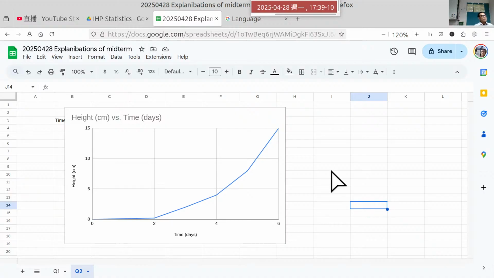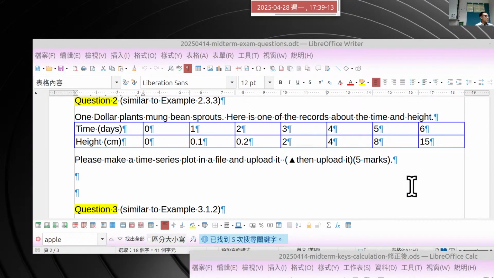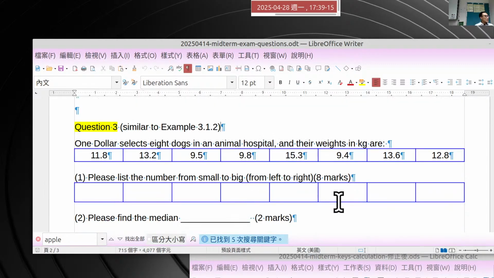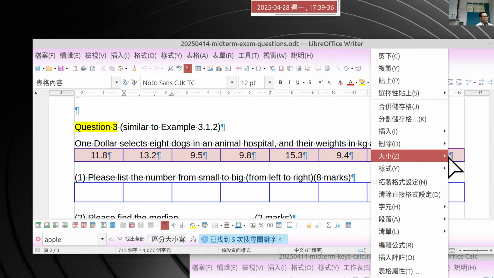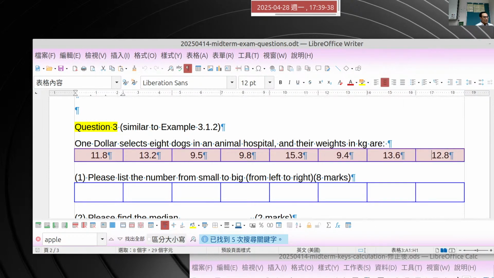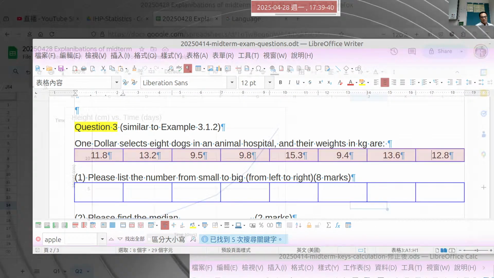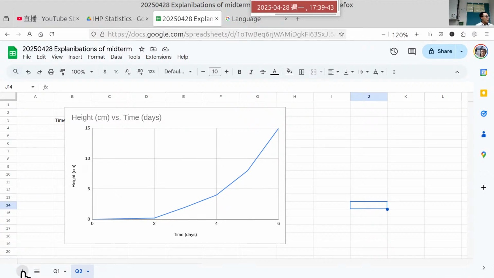Okay, let's move to question number 3. Question number 3: select 8 dogs in an animal hospital, and their weights in kilograms are these. Please list the numbers from small to big. Here, I copy and paste. Copy, and paste into Q3.